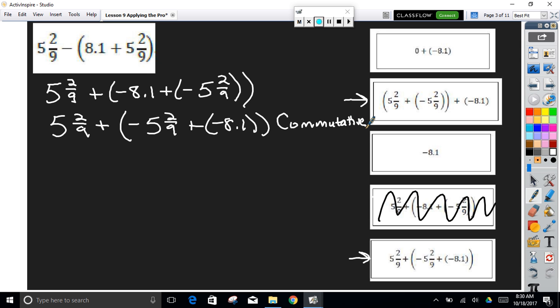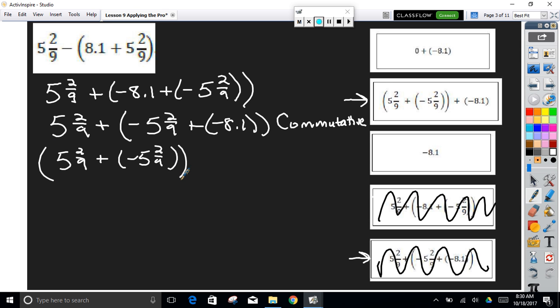Okay, and then the other one that Ross thought was next would be the next step, because we have 5 and 2/9 plus -5 and 2/9. And all of that is in parentheses, just showing that we're going to do that first, plus -8.1. So then what step would go next?